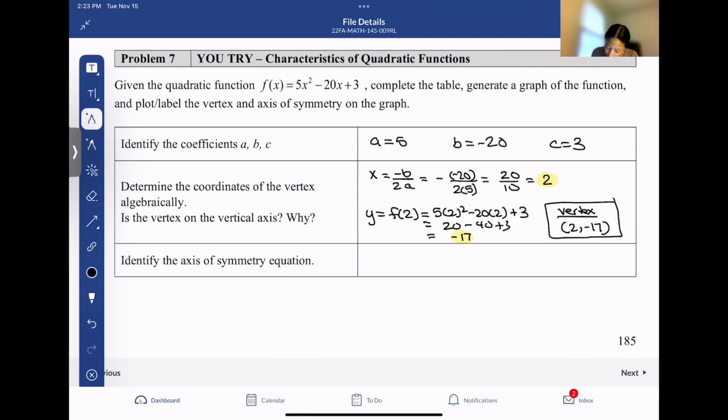So it would be x equals negative b over 2a, which was negative 20 over 2 times 5, which you got from earlier is 2. We could just write out the equation. You don't have to do the work again. X equals 2 would be the axis of symmetry.